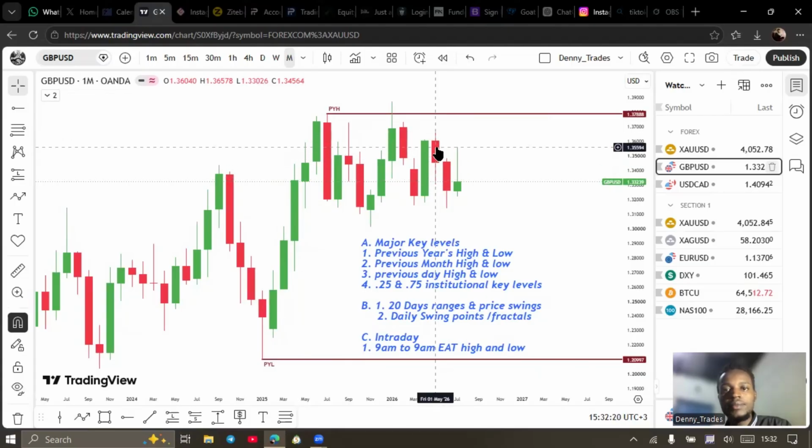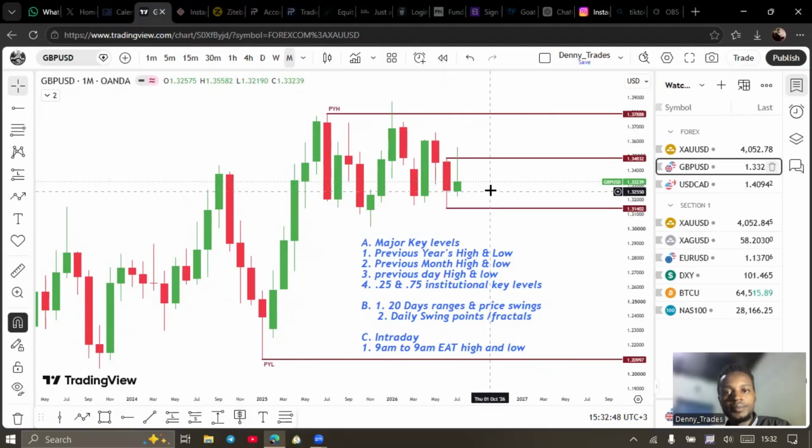Okay, same with this one here. If you are trading this candle, you will have marked the high and low of this candle. But since we are trading this candle inside this candle, which is July price action, we are going to mark the previous month's high, which is June high and low. So this is another key level.